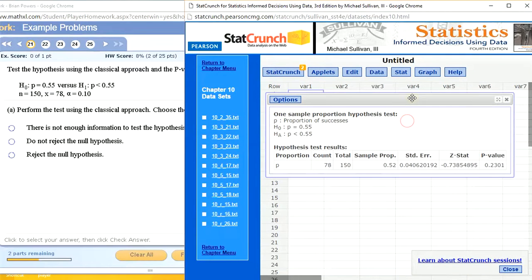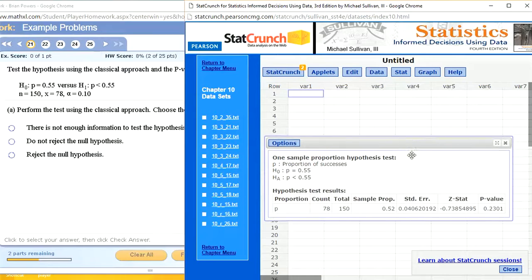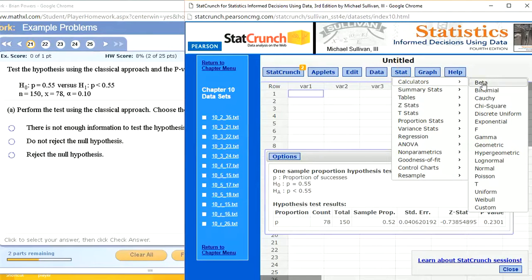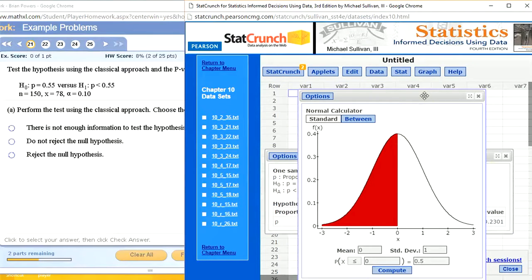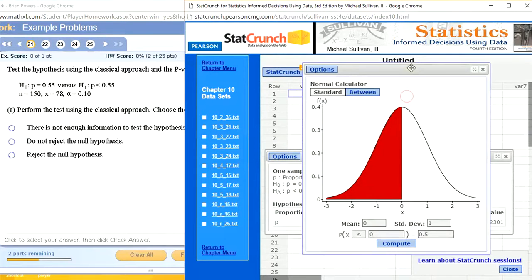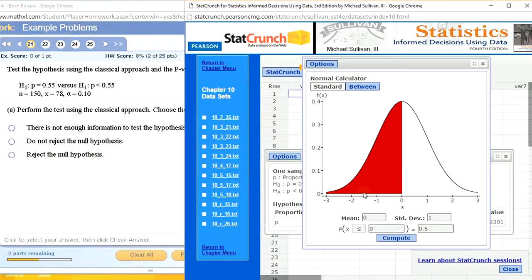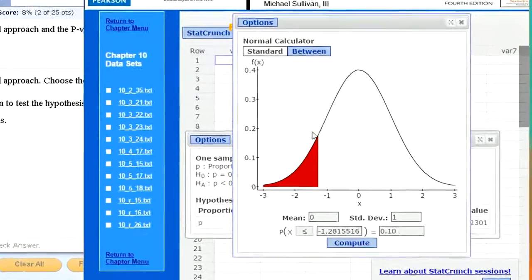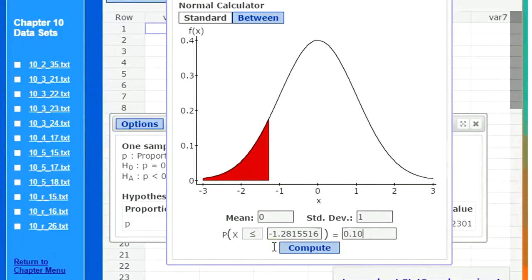This is going to give me some of the information, but this doesn't give me the critical value for rejecting using the classical approach. For that, I need to go back to the stat menu, go to my normal calculator, and since this is a left-tailed test, because the alternative hypothesis has p less than 0.55, I want my red tail in the left, and I want that left tail to be 0.10. That's the level of probability. That's my alpha level. Hit enter. So this tells me my critical value is negative 1.28.